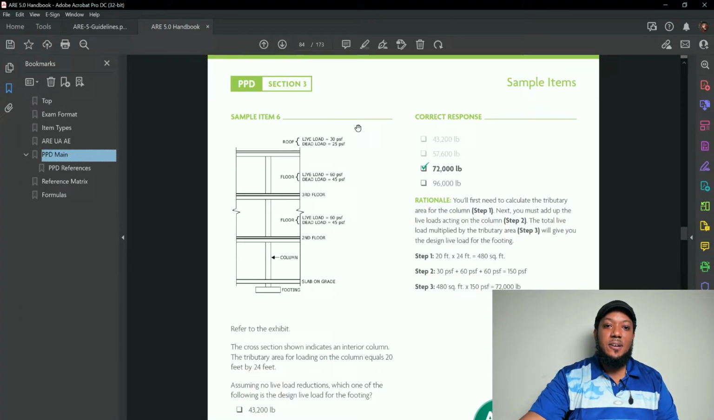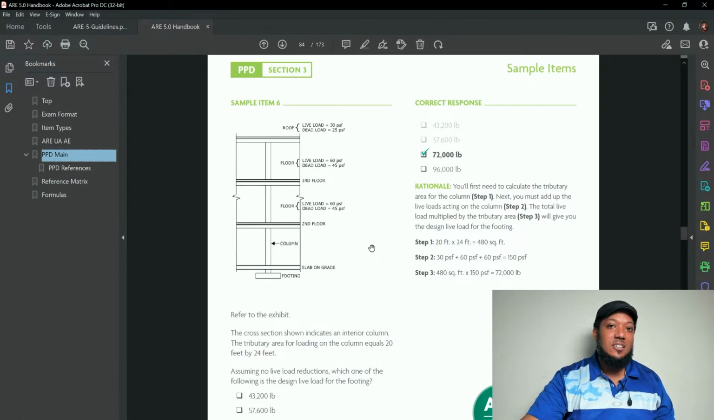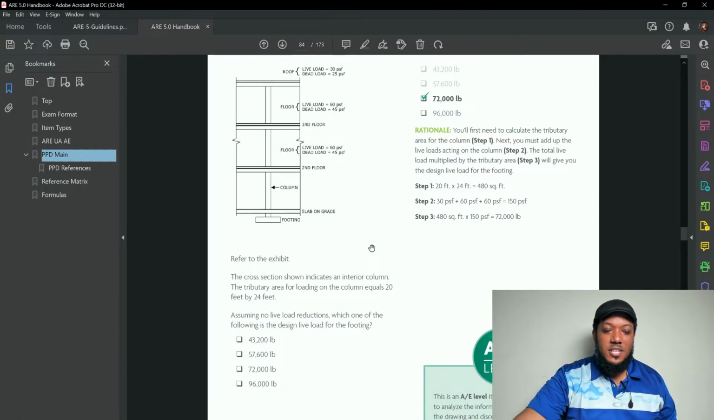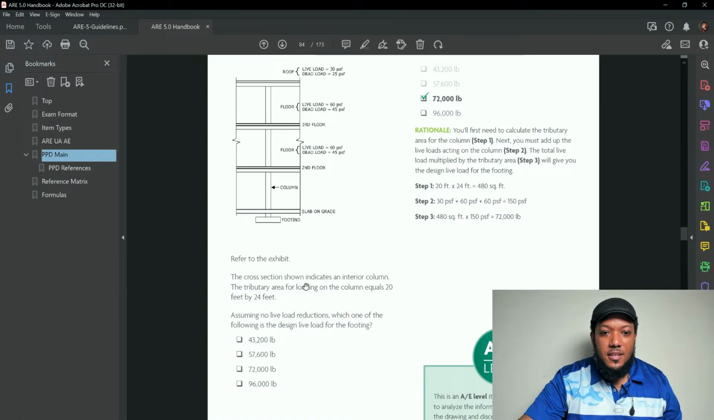In the section, it does talk about the structural implications. Structure is really simple, knowing about the column, dead load, live load, knowing what you're being asked is going to be really important in these types of questions. So let's read the question. Refer to the exhibit. The cross section includes an interior column. The tributary area for the loading of the column equals 20 feet by 24 feet. Assuming no live load reductions, which one of the following is a design live load for the footing?